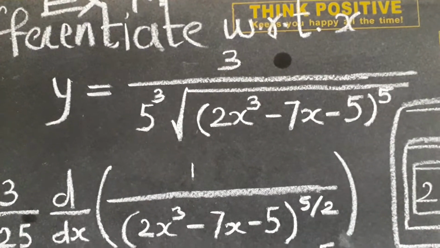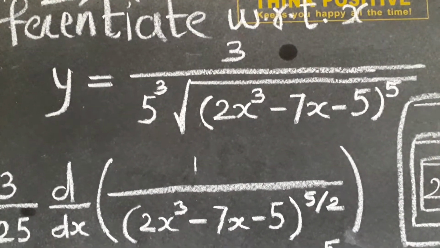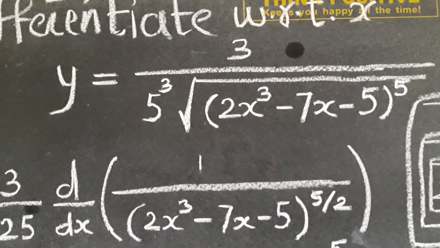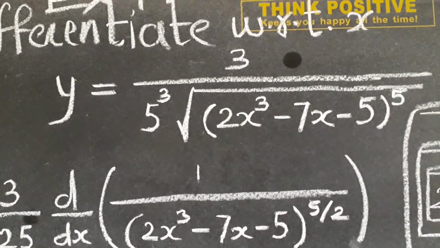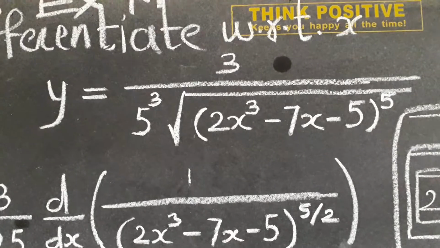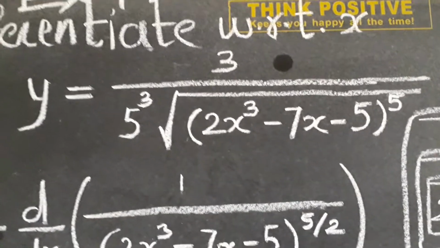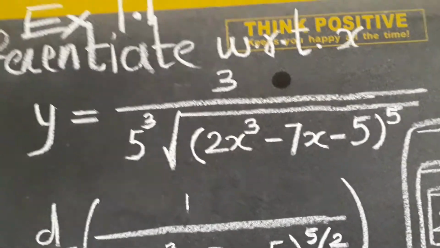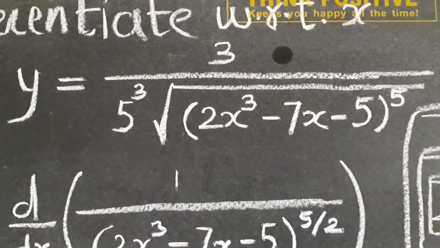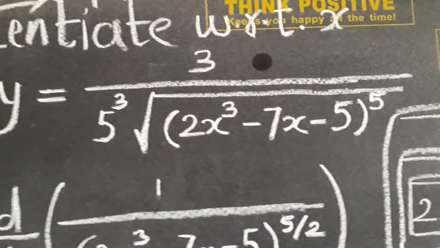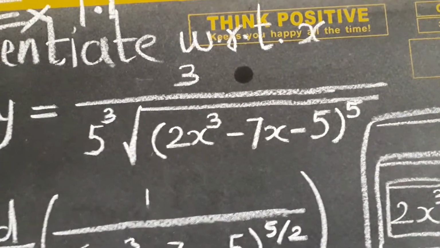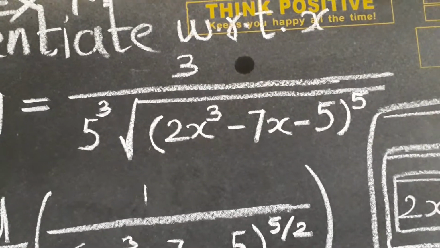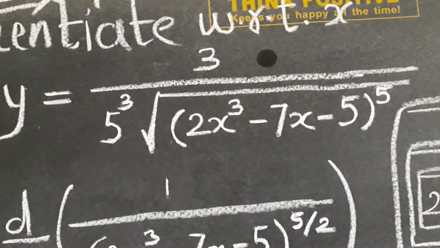But before that, one more question we have to ask: since we are getting the answer yes for multiplication or division, is there any constant coefficient in the given expression? Here we can check that 3 in the numerator and 5 cube in the denominator, both of them are constants. So we take the constant coefficients outside the derivative sign.